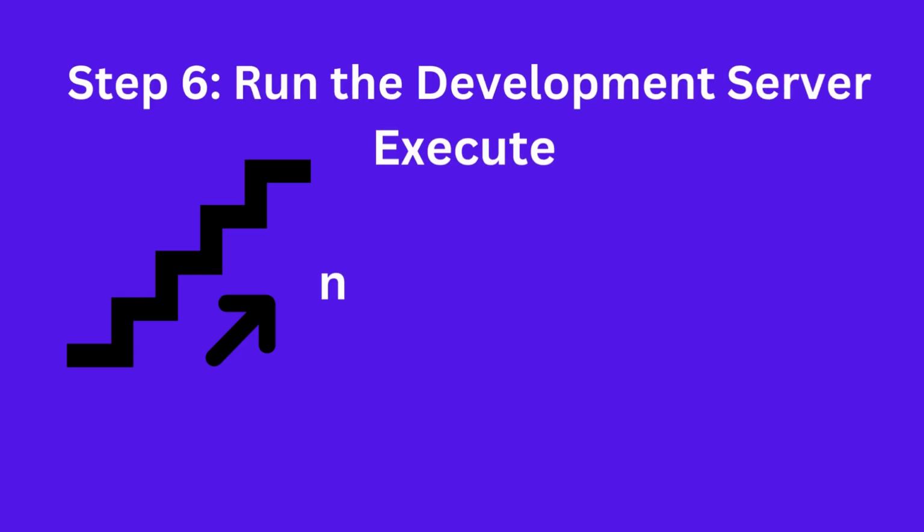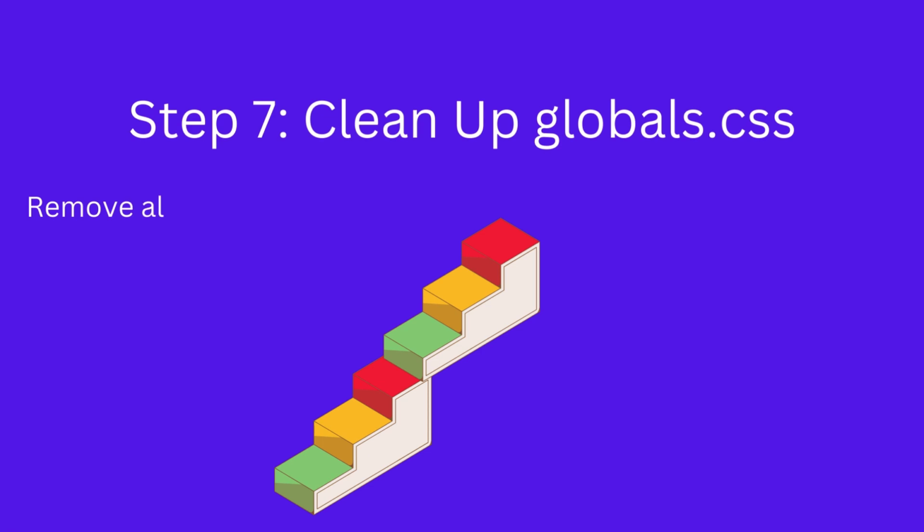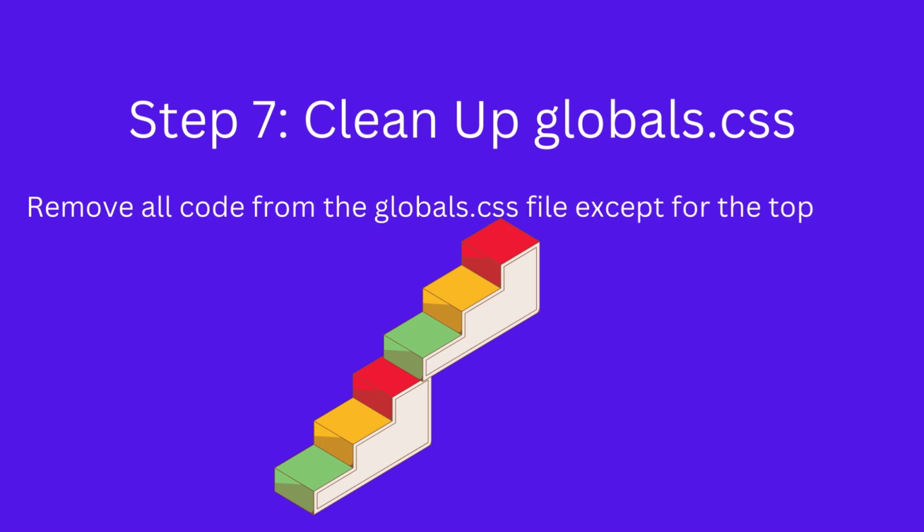Step 6. Run the development server. Execute npm run dev in the terminal. Step 7. Clean up globals.css. Remove all code from the globals.css file except for the top 3 lines related to Tailwind CSS.